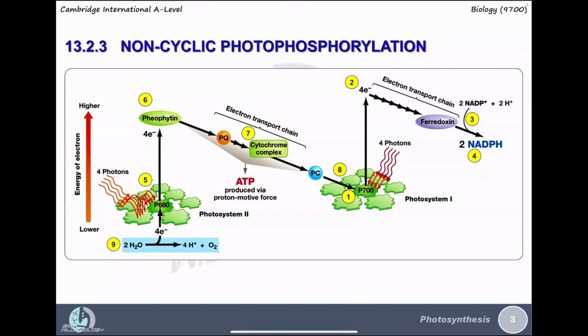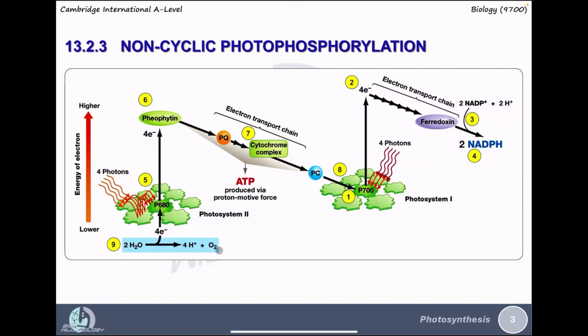Similarly, now the reaction center P680 is oxidized again because it loses electrons. In order to replace the electron loss, we depend on the next process known as photolysis of water, where the water molecule is split into hydrogen ions or protons, and also electrons, with the release of oxygen as the byproduct.